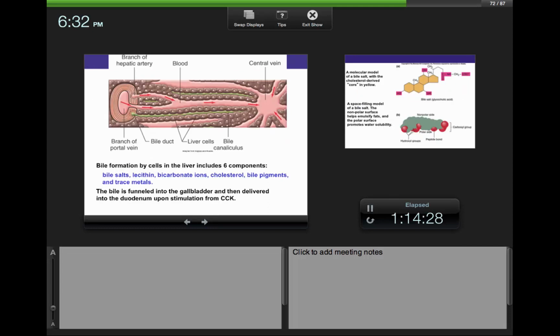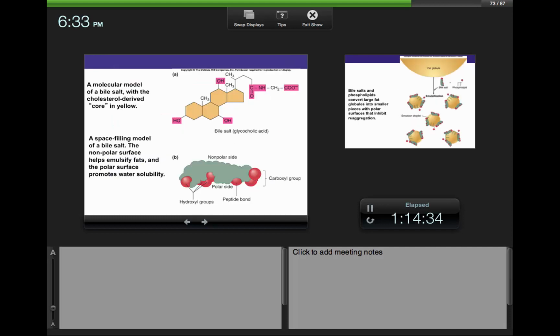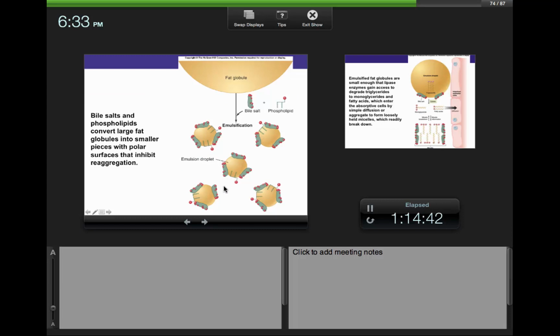I told you that you guys needed to know the bile formation. Don't really need to know that. So I do need you to know that it is an amphipathic molecule, non-polar side, polar side, and you can actually see the non-polar side faces the fat globule, where the polar side is facing the aqueous solution. So imagine the polar side meeting up with another polar side. Again, it basically does not allow reaggregation. They'll repel.